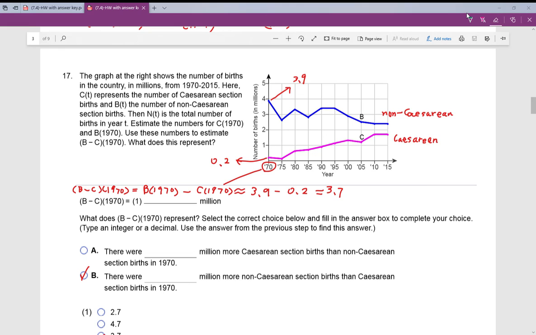Okay, number 17 comes with two graphs, and the two functions need to be subtracted. When we subtract functions, basically the y values are subtracted. So you simply find the y values and then subtract. That's all, not too hard.